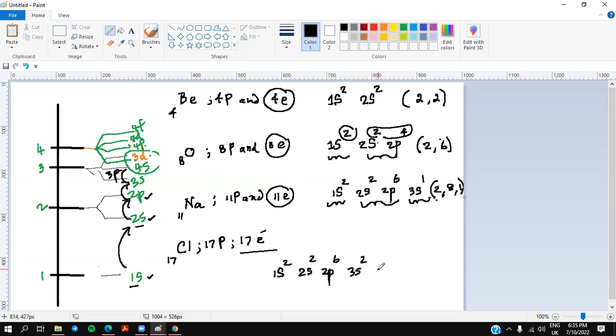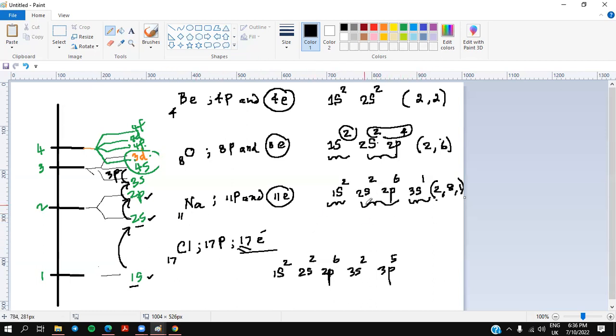How many can you keep in 3p? To know that, you just count the number of electrons and see. Chlorine has 17 electrons, but I have written already 2 plus 2, 4 plus 6, 10 plus 2, 12. Out of 17, when 12 electrons are taken away, you are left with 5 electrons. So we can write 3p5. This is the electronic configuration of chlorine.